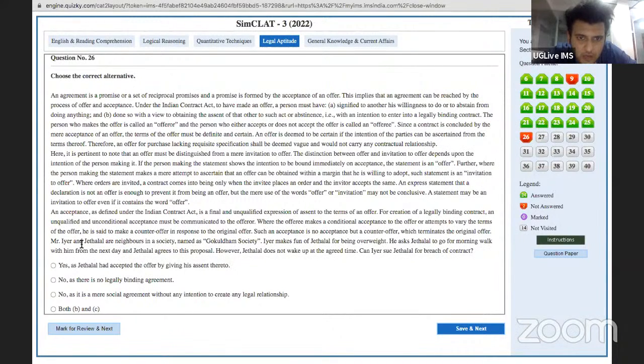Mr. Iyer and Jethalal are neighbors in a society named Gokul Dham Society. Iyer makes fun of Jethalal for being overweight. He asks Jethalal to go for a morning walk with him. Jethalal does not wake up at weekends. No, man.